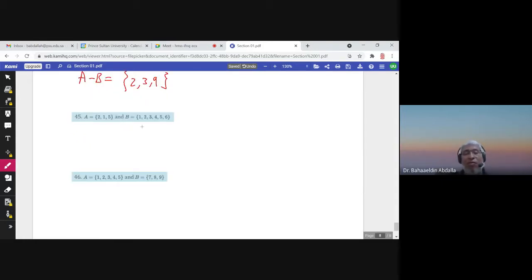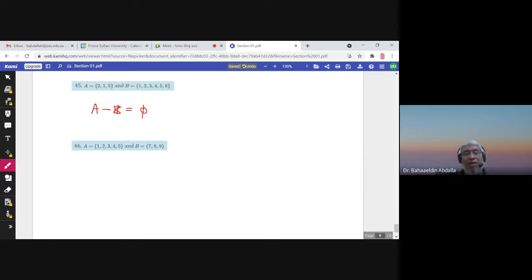Here, if you remove these elements, 1, 2, 3, 5, from here, you will find that A minus B is in fact phi, okay? Because all the elements of A are in B. While here, the 7, 8, 9 are not in A. So you can say that these two sets are disjoint, in fact. So A minus B in this case would be just A, all the elements of A.